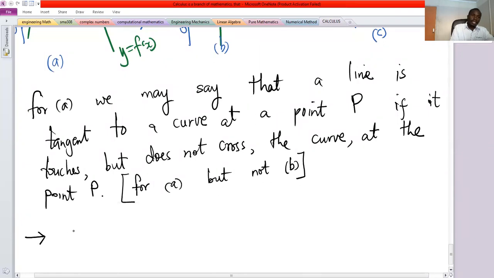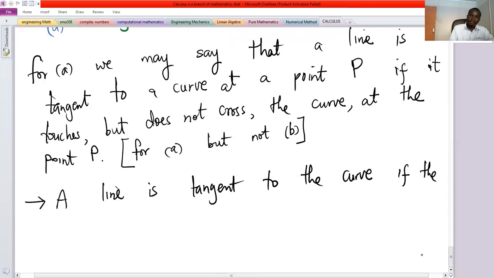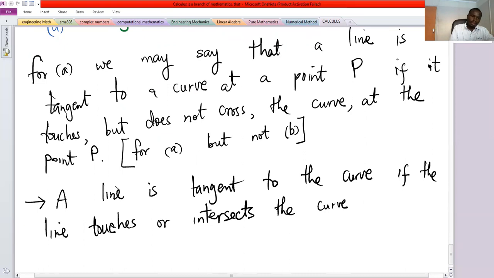And then for the case B, we can say a line is tangent to the curve if the line touches or intersects the curve at exactly 1 point.